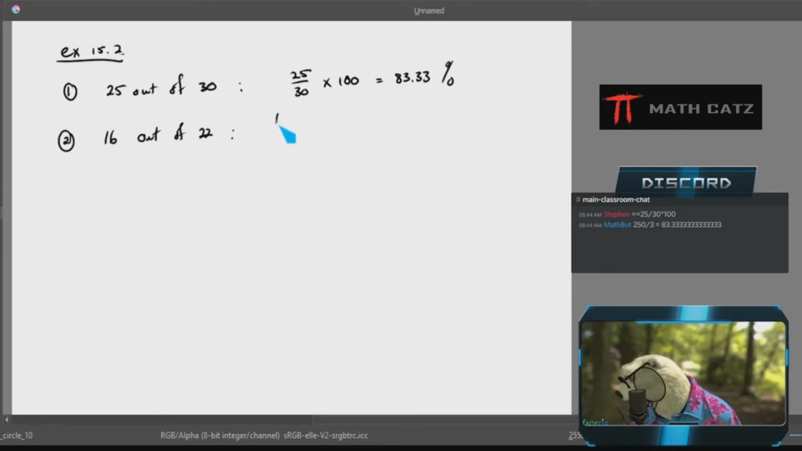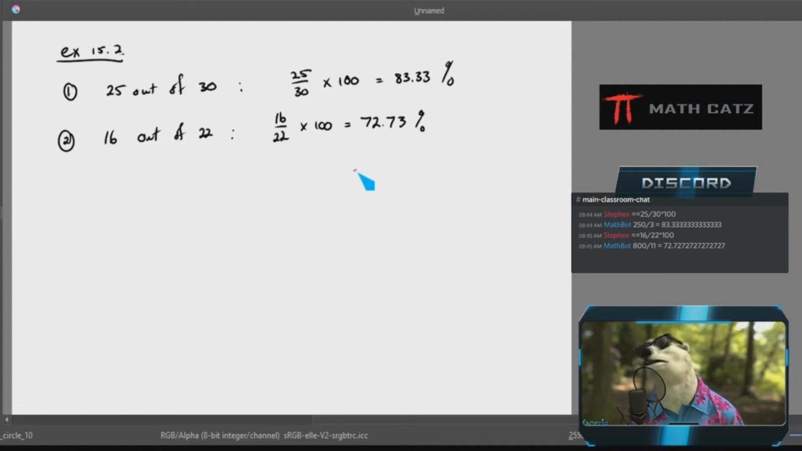Well, it depends on what you want it, right? 16 over 22 times 100. I don't know what that is. That's why we have calculators. 16 over 22 times 100 to know precisely 72.73%. I just round automatically because it's my final answer. I'm not using it in any future calculations, so it's perfectly safe to do the rounding. So 72 is not bad.